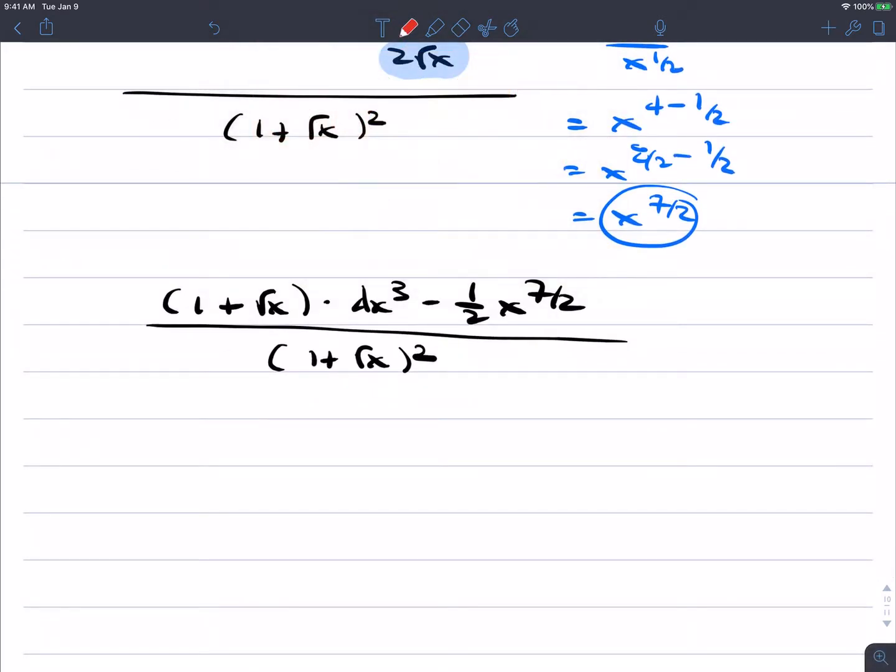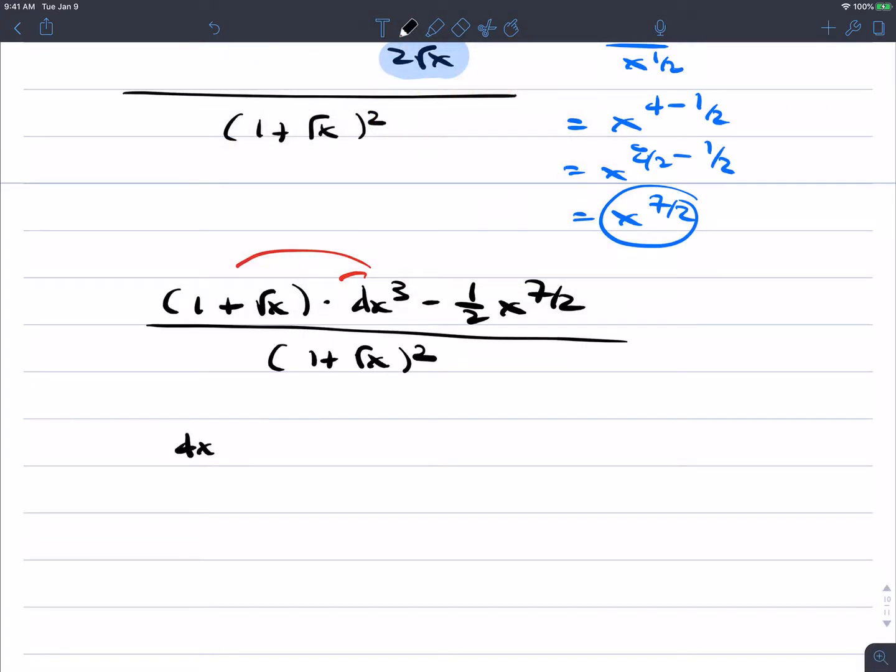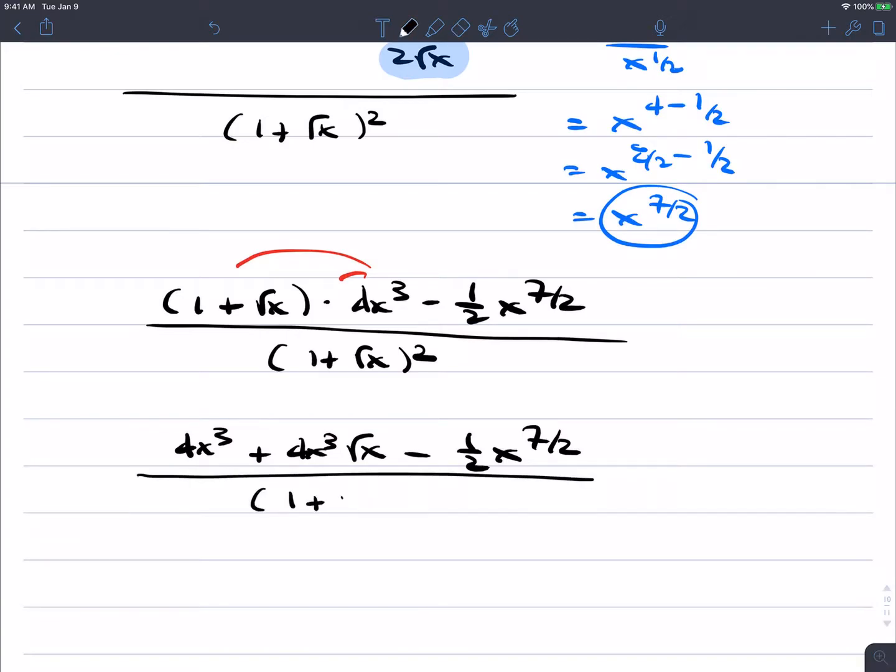So now when I distribute here, 4x cubed plus 4x cubed times the square root of x minus 1/2 x to the 7/2 power. And here's what we're going to do. We're going to put this in parentheses here. Oh, we're okay. We're fine. This is over 1 plus the square root of x squared.